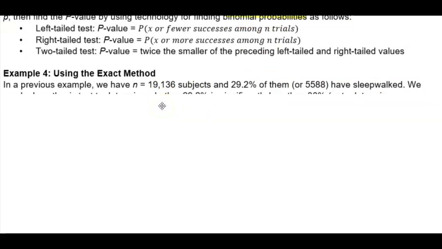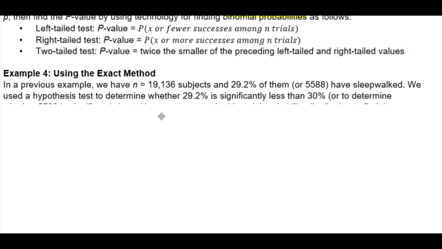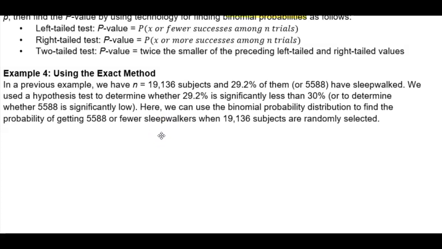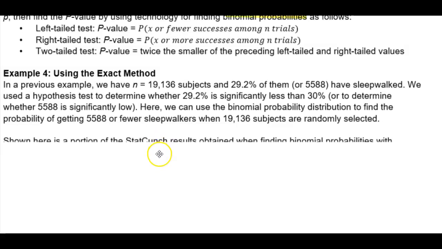Example 4, using the exact method. In the previous example, we have n equals 19,136 subjects, and 29.2% of them, or 5,588, have sleepwalked. We used a hypothesis test to determine whether 29.2% is significantly less than 30%, or to determine whether 5,588 is significantly low. Here, we can use the binomial probability distribution to find the probability of getting 5,588 or fewer sleepwalkers when 19,136 subjects are randomly selected.